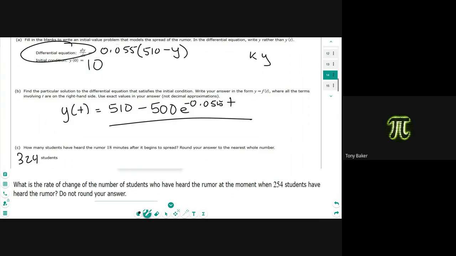So this bottom question is asking you to plug 254 into that initial problem that you have up there. So it's 0.055 times 510 minus 254. That's what it's asking for, not into the equation that you found on B. So if they're asking you how many students, you're plugging into the equation you found there. If they're asking you rate of change, you're plugging into the derivative, which is the first thing you found. So make sure you read the question and figure out what they're asking for.